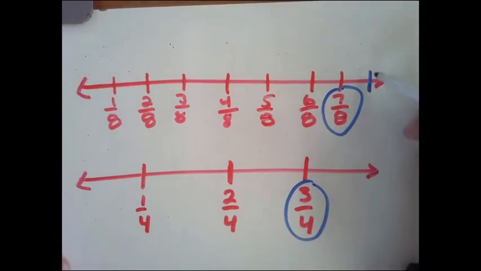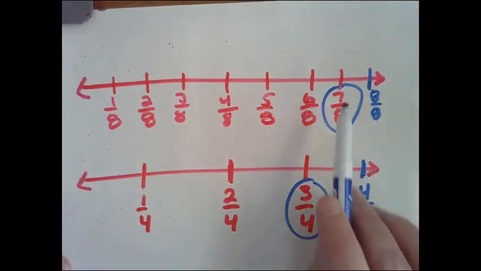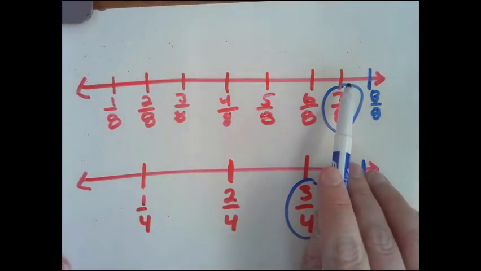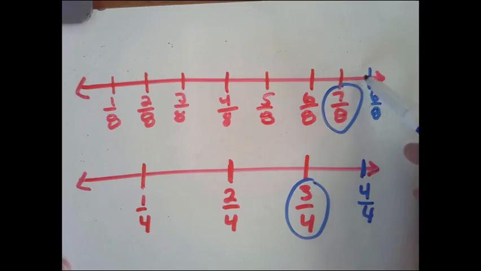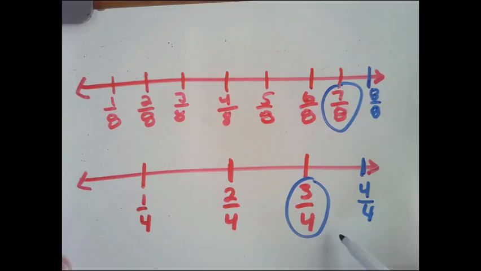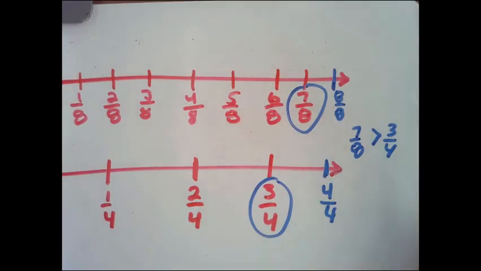So now, we're comparing 7/8 and 3/4, and they're each one fraction away from being a whole. If I was to put a whole here, this would be 8/8, and this would be 4/4. So 7/8 is 1/8 away from being a whole and 3/4 is 1/4 away from being a whole. But as you can see, the 1/8 is smaller, so 7/8 is closer to the whole than 3/4. So 7/8 again is greater than 3/4. Sometimes if you look at it that way, that might help you too.